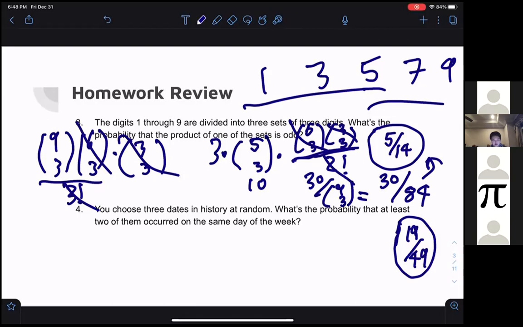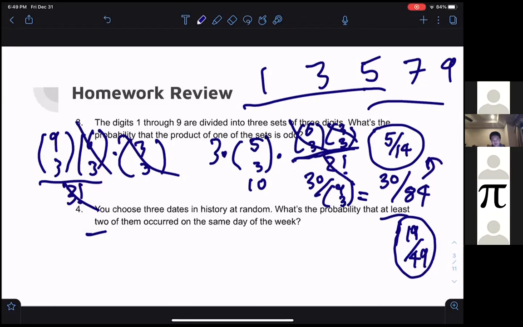Okay, so now you choose 3 dates in history at random. What's the probability that at least 2 of them occur on the same day of the week? Notice we have our key pointer word here, at least. So that's a signal for complementary counting. It also could signal principle of inclusion exclusion in some problems, but I feel like that could be a bit advanced for the AMC 8, but keep that in the back of your mind too. Or possibly it could involve both complementary counting and principle of inclusion exclusion.